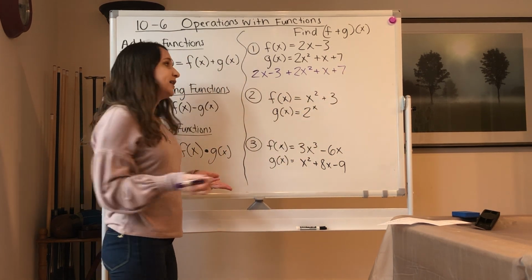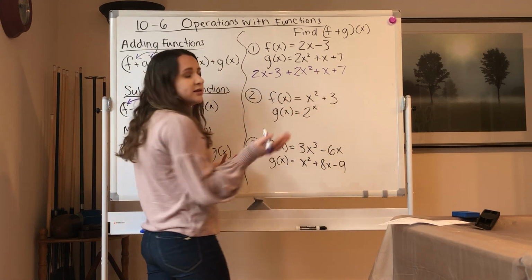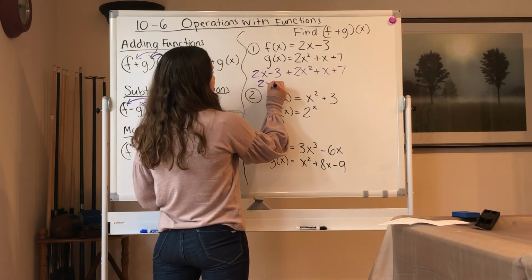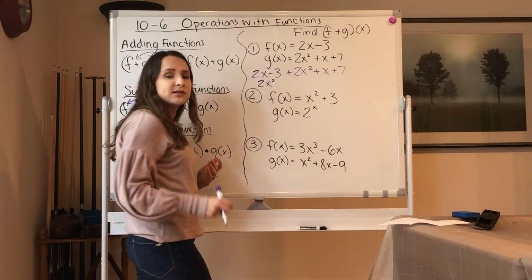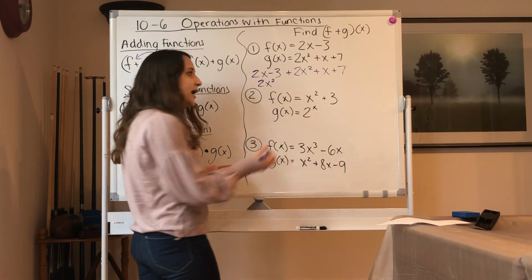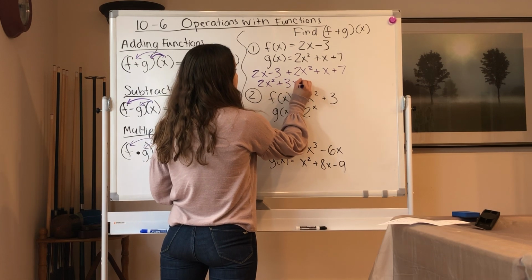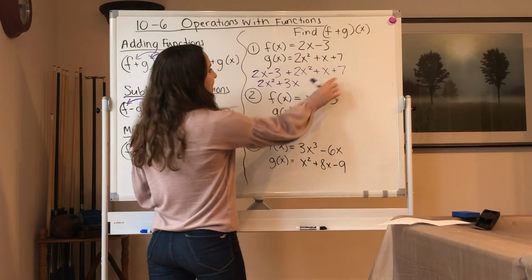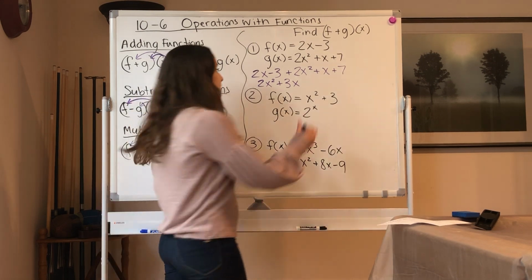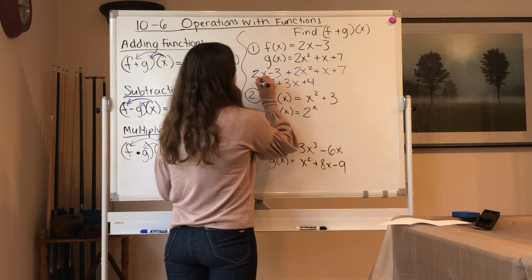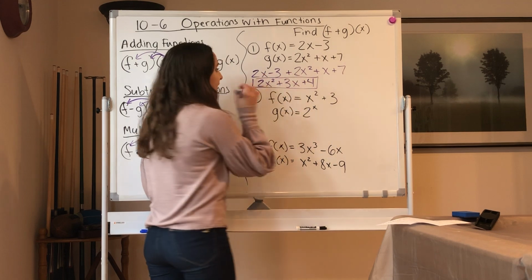Now we're going to combine like terms. 2x squared doesn't combine with anything, so that's just 2x squared. We have a 2x and a positive x, so 1x, that's going to make 3x, so plus 3x. And then we have a negative 3 and a positive 7, so that's going to make positive 4. So your final answer is 2x squared plus 3x plus 4.